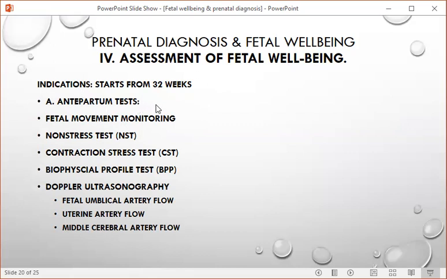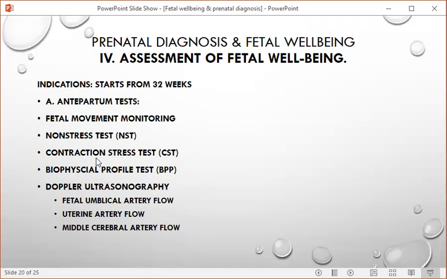Antepartum tests include fetal movement monitoring. The mother monitors the fetal movements. Usually the baby's sleep-wake cycle is 30 to 45 minutes. The mother is asked to count fetal movements for 2 hours, and 10 or more fetal movements within 2 hours is indicative of fetal well-being. If the fetal movements are not enough, it is an indication to assess further. Then the non-stress test.